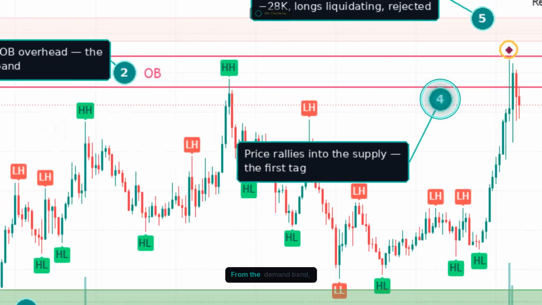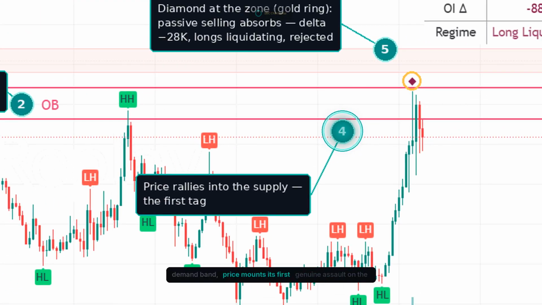From the demand band, price mounts its first genuine assault on the overhead zone, a sustained rally that carries the full height of the range and tags the supply at 333.65. The advance is impulsive and the participation is visible. The question, exactly as in the first flow read, is what happens to that aggression at the level. The panel answers on the tag bar.